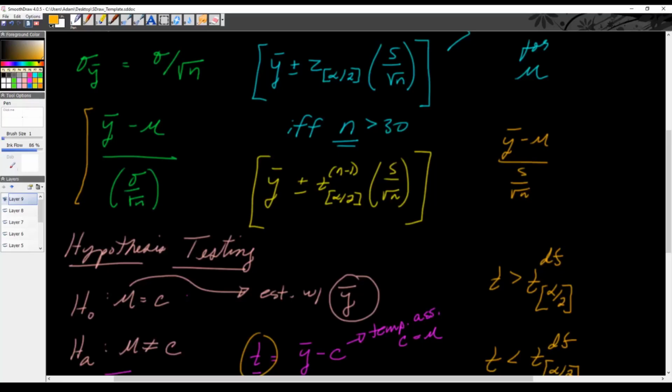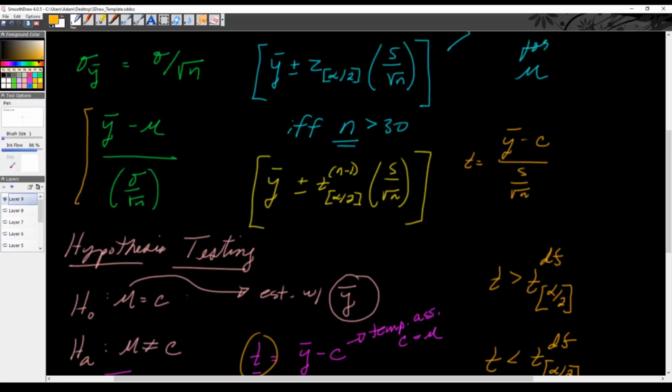So it follows that if the null hypothesis is true, then the population of all possible values of the test statistic t, equal to y bar minus c, our temporarily assumed value of mu, has a t distribution with n minus 1 degrees of freedom. So again, we can find those critical t's and compare the calculated t's to the critical t's to determine whether we should accept or reject a null hypothesis.